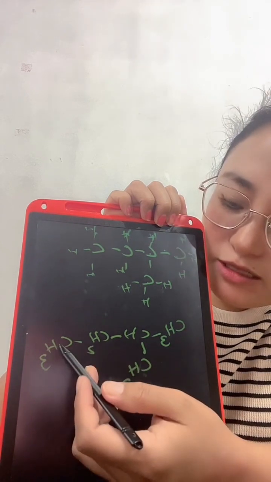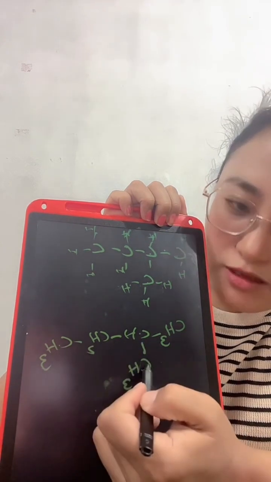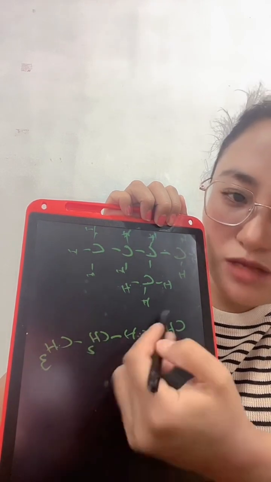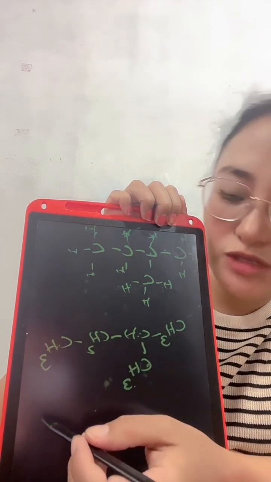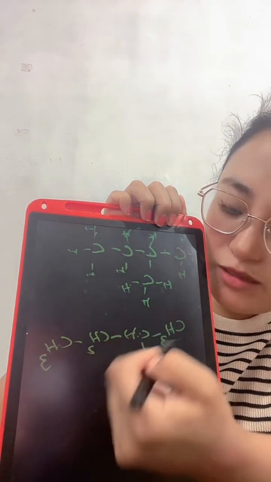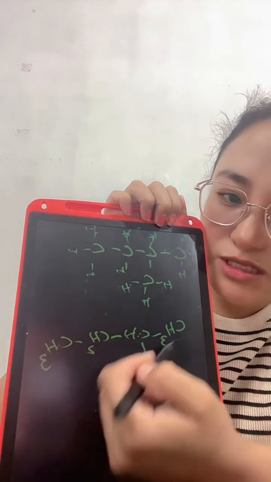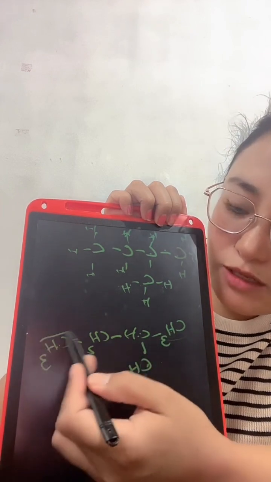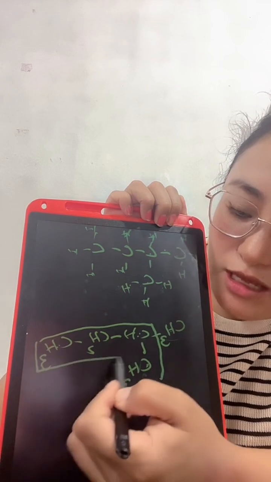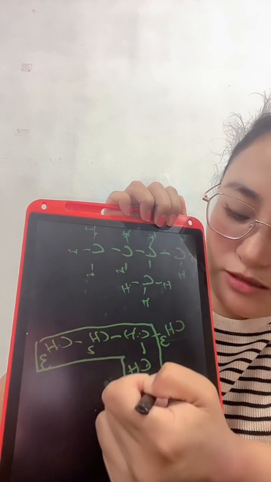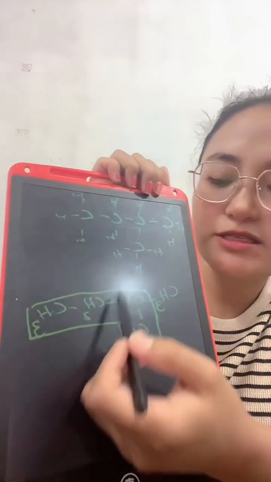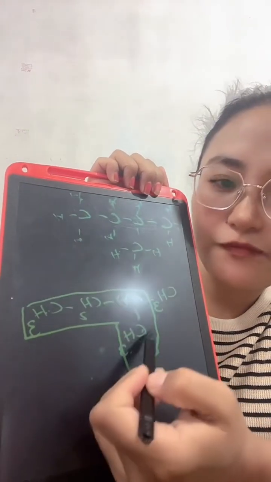So the longest in our case is 1, 2, 3, 4. Either option, 1, 2, 3, 4 straight, whichever is fine. Everyone tries to put it in a very straight line. Let me go this way first. So this is the longest continuous carbon chain, 1, 2, 3, 4.